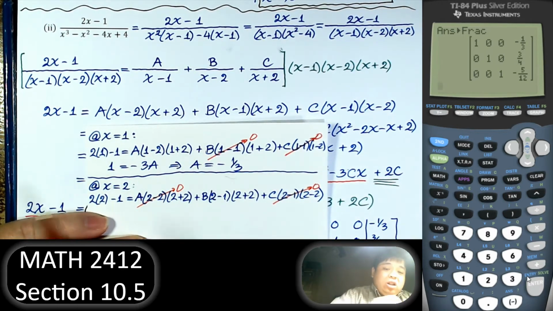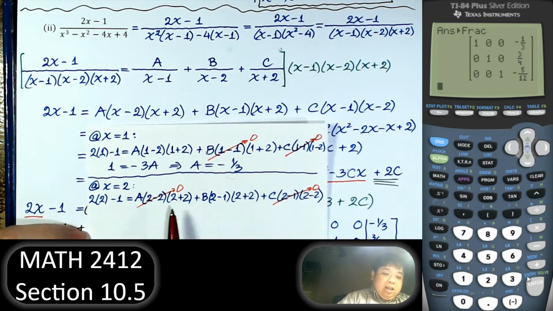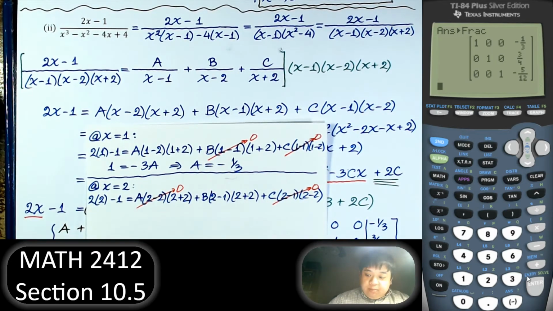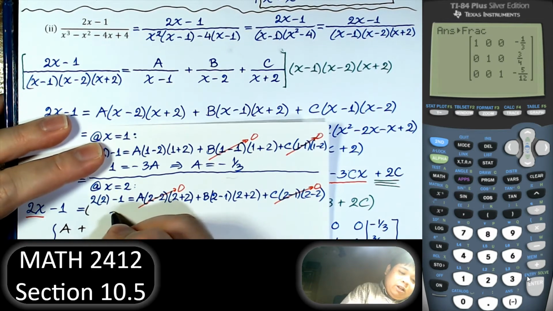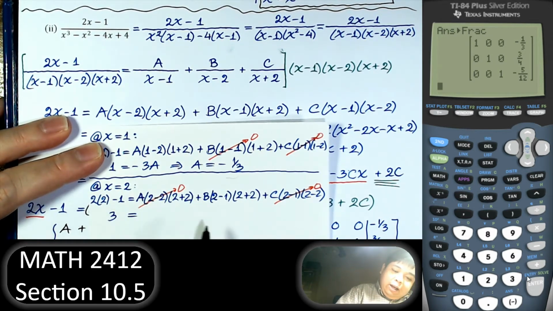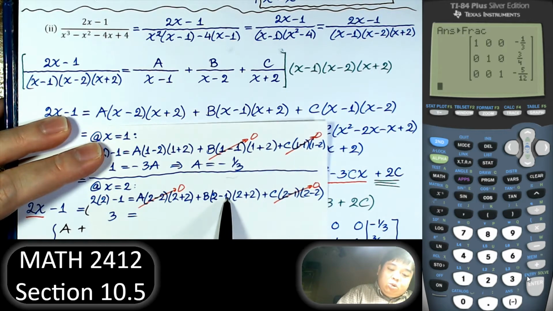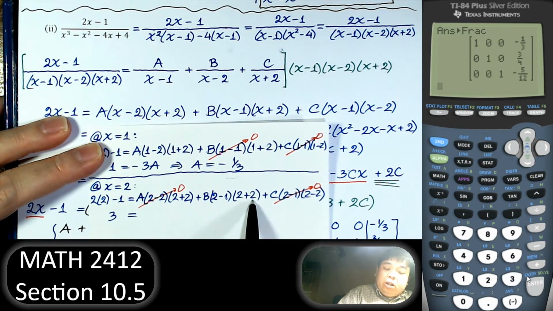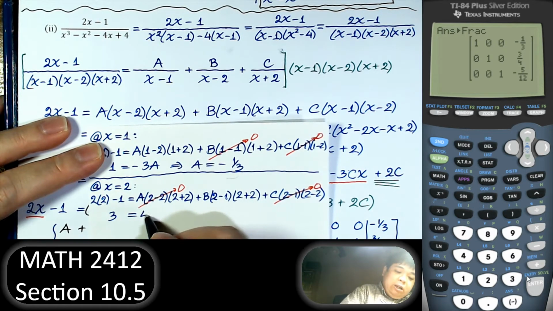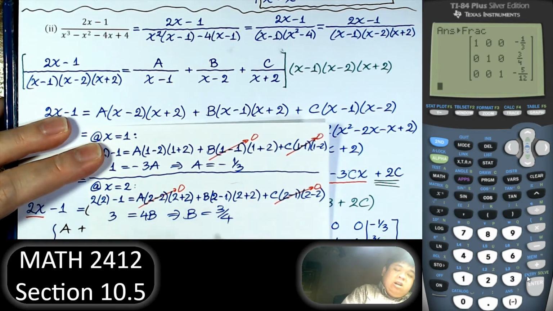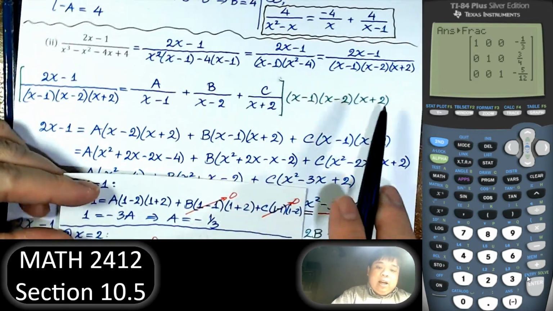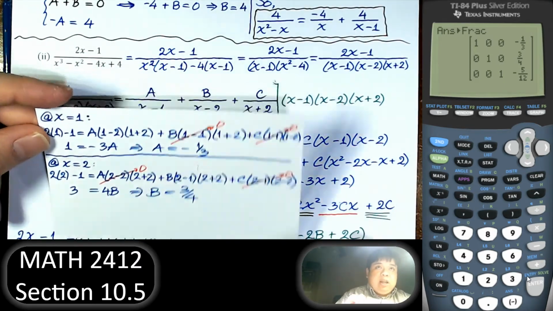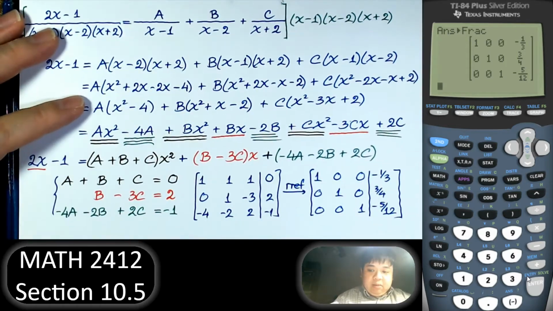So when we just have linear factors like this, the method helps. So 2 minus 2, so that would be 3 on this side. And we have 2 minus 1 is 1, 2 plus 2 is 4, so we have 4b. Of course, we have b equal to 3 over 4. We can do the same thing for c, where we let x equal to -2, and that's the same thing. So that looks right.